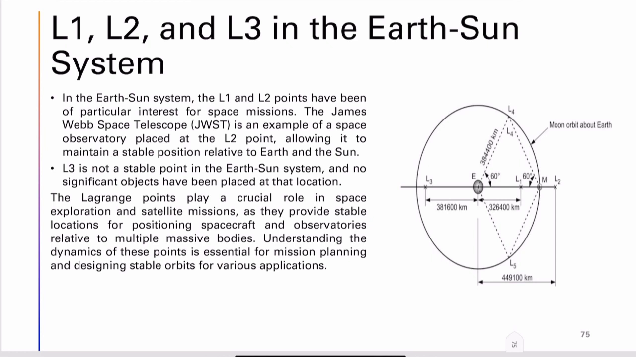So Lagrange points play a crucial role in space exploration and satellite missions. They provide stable locations for positioning spacecraft and for observations related to multiple massive bodies. Understanding the dynamics of these points is essential for mission planning and designing stable orbits for various applications.